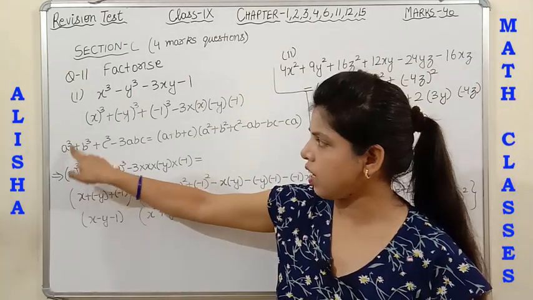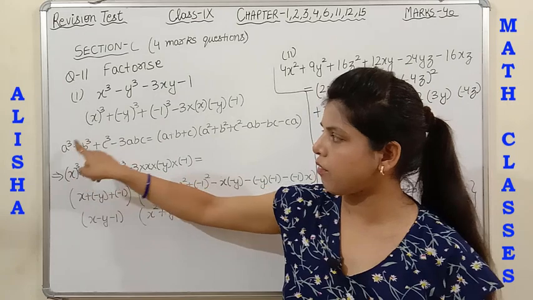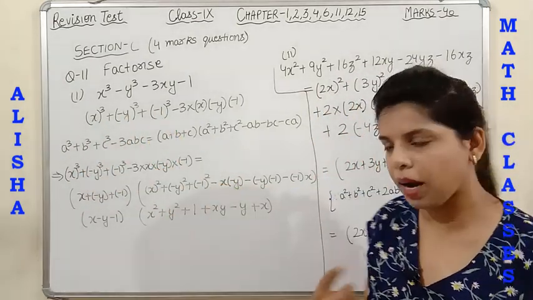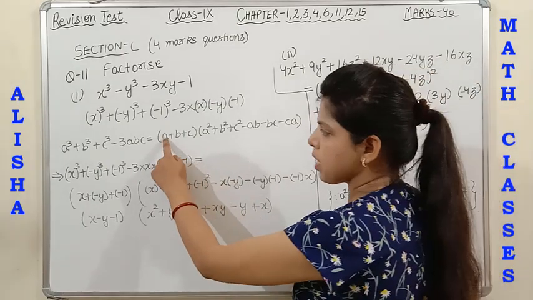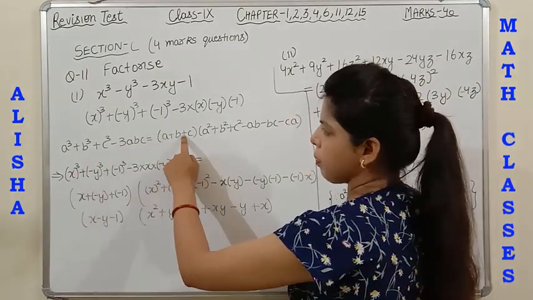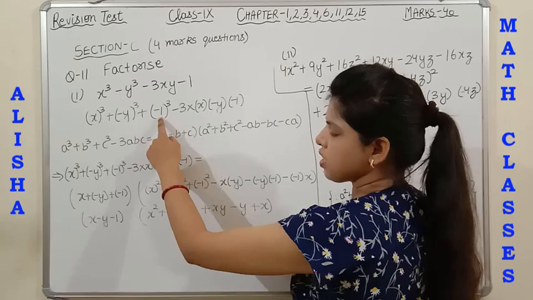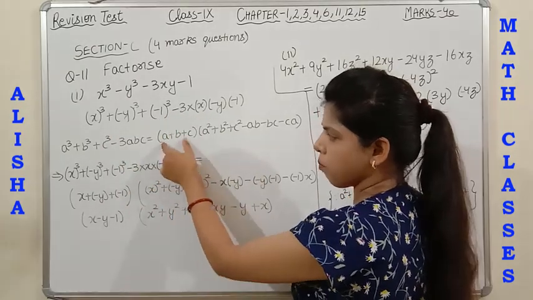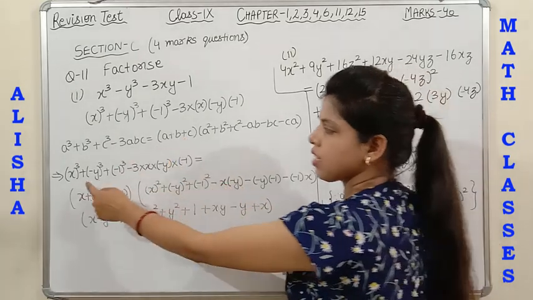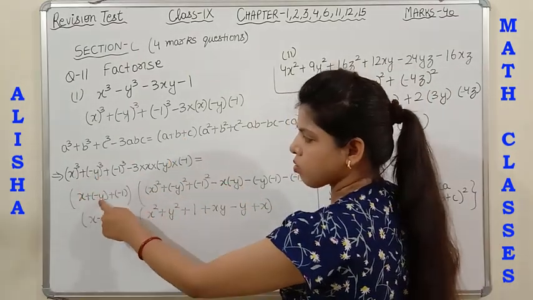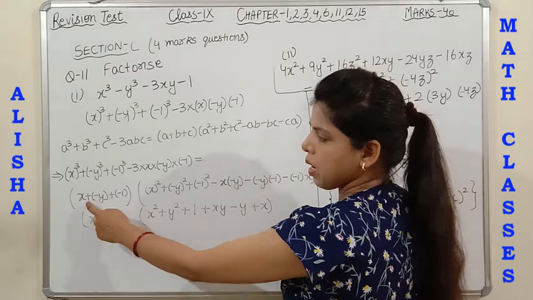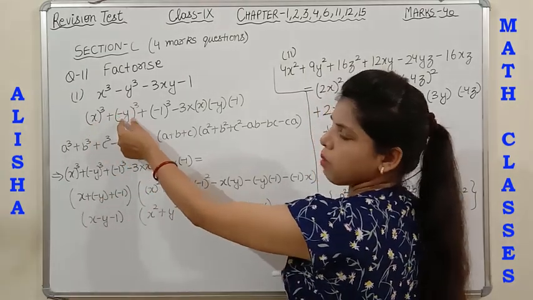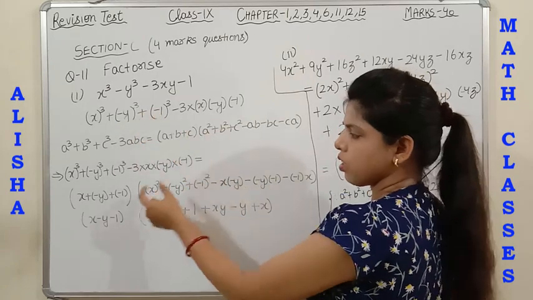So just here we are having, in place of a we are having x, in place of b we are having minus y, in place of c we are having minus 1. So we have replaced a by x, b by minus y, and c by minus 1. Put the value of a plus b plus c, that is x plus minus y plus minus 1. Our a is x, b is minus y, and c is minus 1.